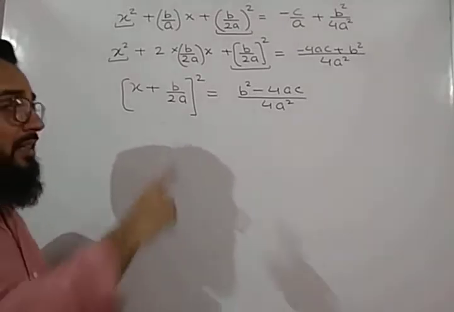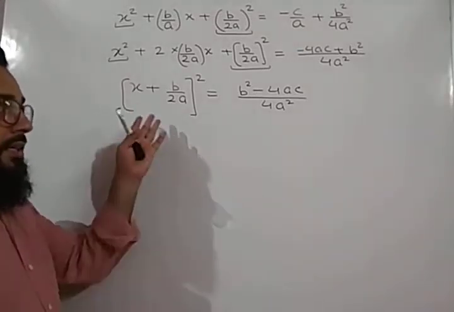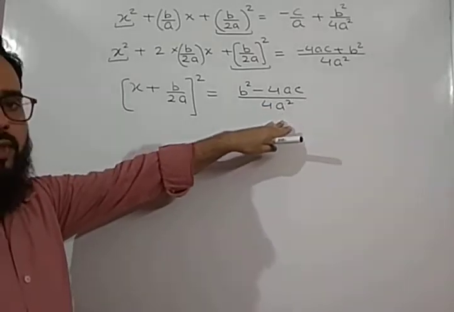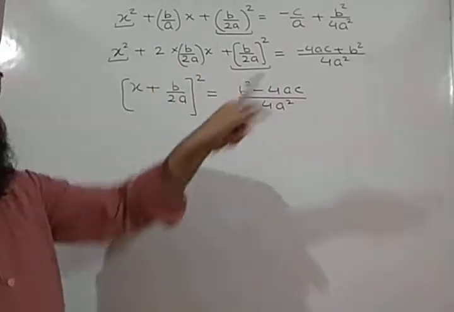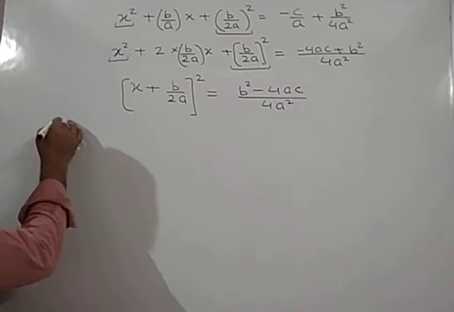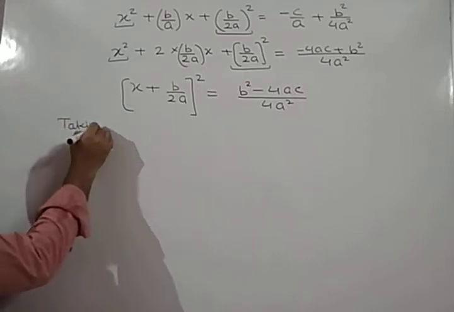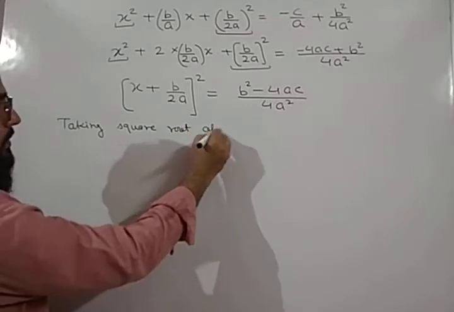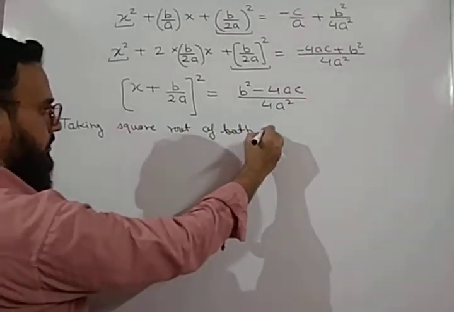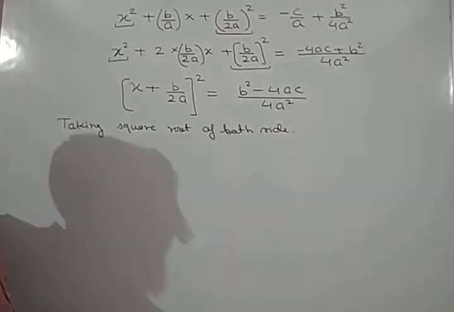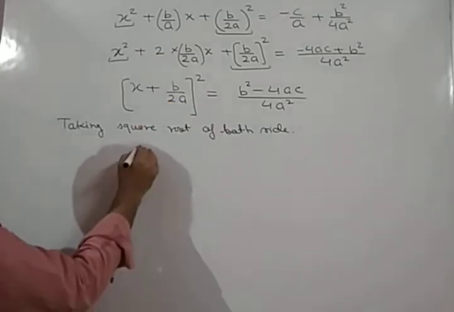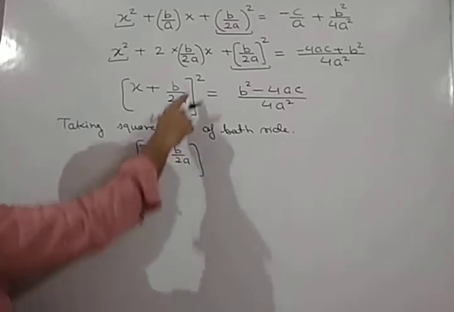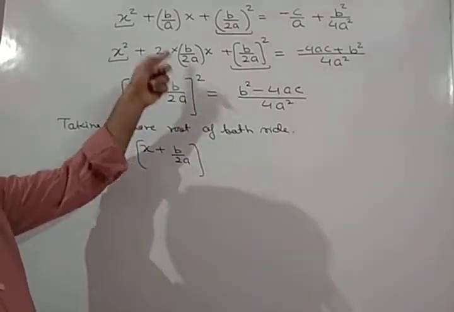Okay, and we have to find the value of x. On the left hand side there is x, but on the right hand side there is no x. So we can find the value of x by taking the square root now. Taking square root of both sides, what will we get? It will be x plus b by 2a. If you take the square root, then this square will be removed.